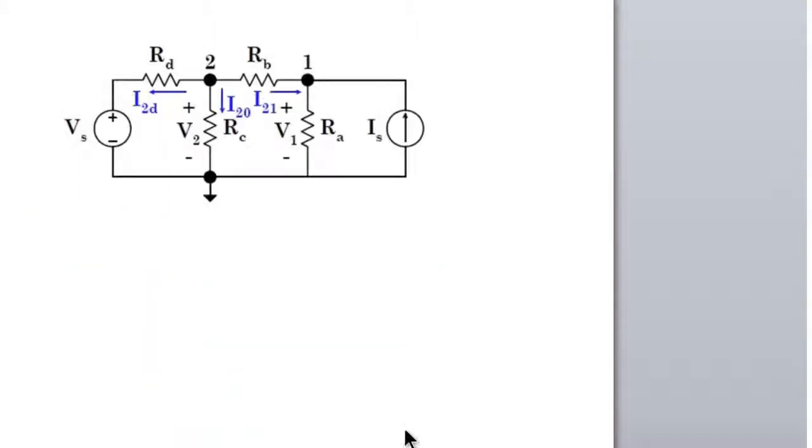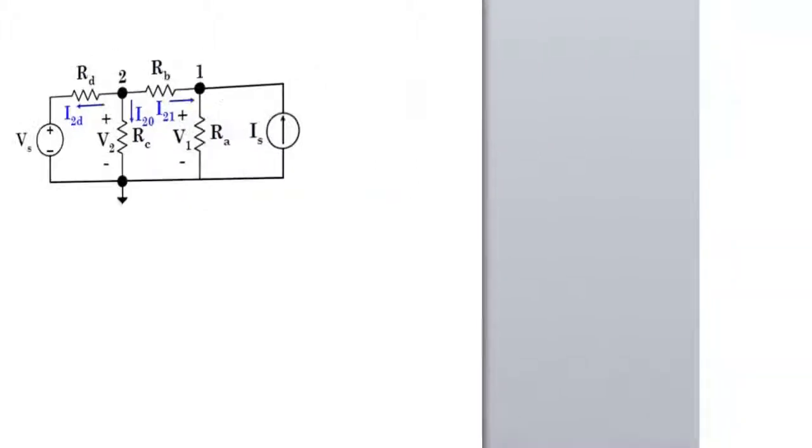And now similarly, when you take a look at node 2, we got I21 going to the right from node 2 through RB, and I20 going from node 2 to ground through RC, and I2D going from our node 2 to VS. So we also know that from KCL the sum of these three currents should be 0. Now we'll take a look at the circuit with some values and try to solve for some unknowns.